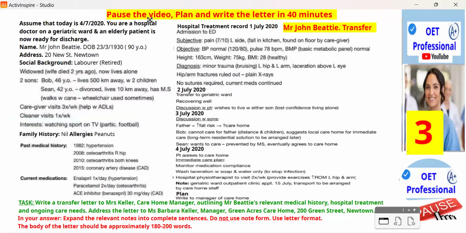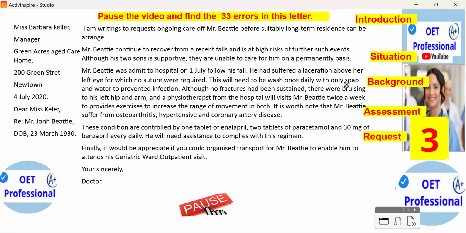Pause the video, plan and write the letter in 40 minutes. Pause the video and find the 33 errors in this letter.